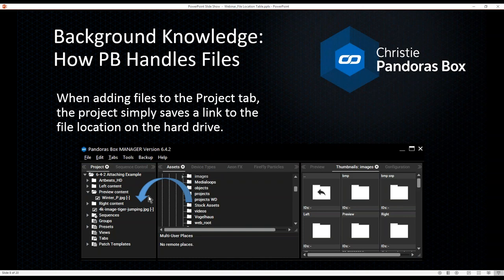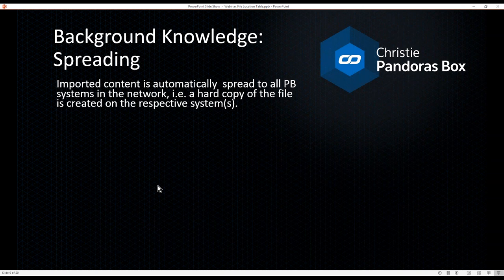The spreading, however: after importing the content, Pandoras Box is automatically spreading all the files to the systems that are available in the network. And this spreading means that a hard copy of the file is created on the respective systems. So each file is taken from, for example, the local machine, and it's copied through the network to all the other machines, and it's saved there as a hard copy. So it exists multiple times, once on each system.